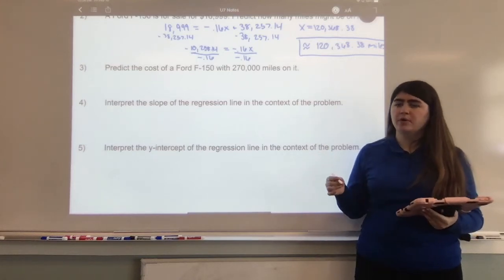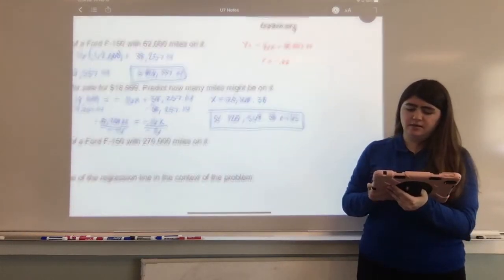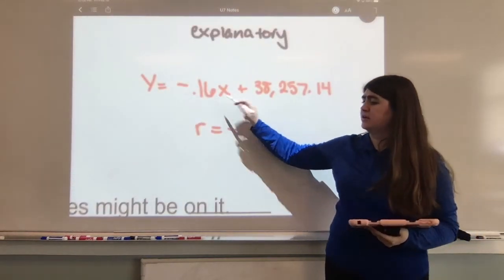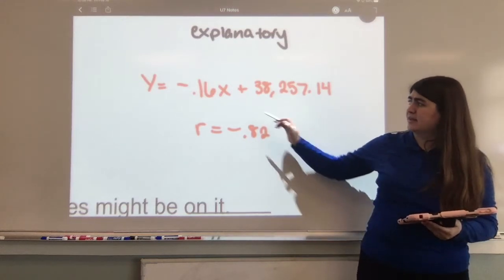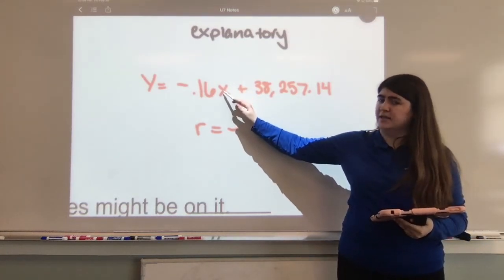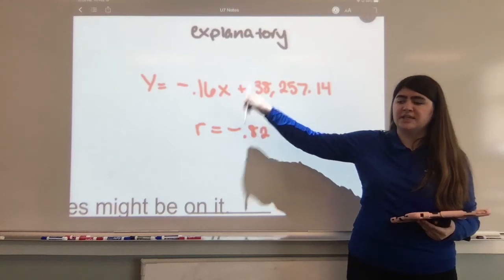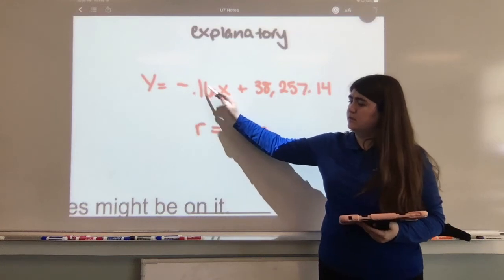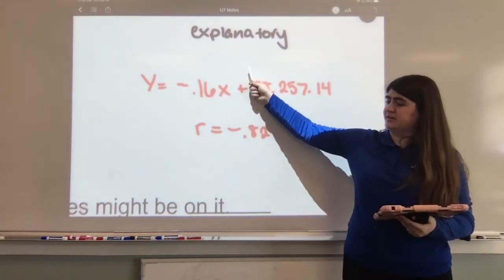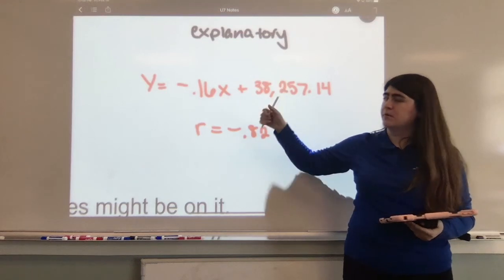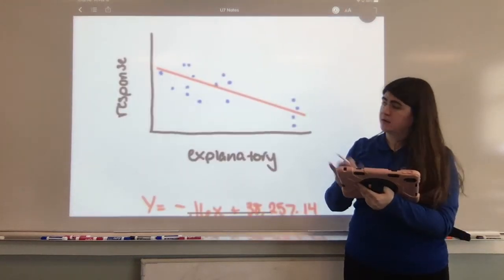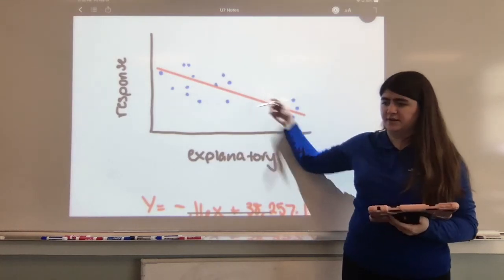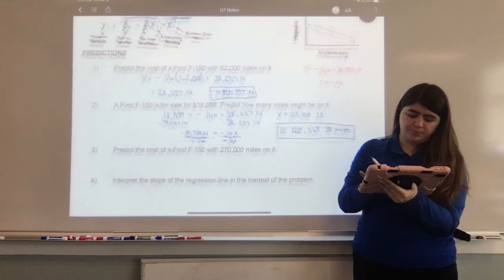So our slope of the regression line is the part right in front of the x, negative 0.16. So this is saying that as each mile is added, the cost of the car is going to go down. The value is decreasing by this scale. So as the number of miles increases, and this is the slope because we have a negative slope right here. So as the number of miles is increasing, the cost is decreasing. And that's what our interpretation will be.